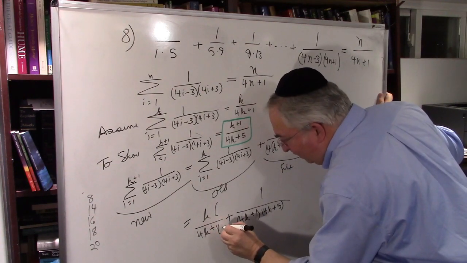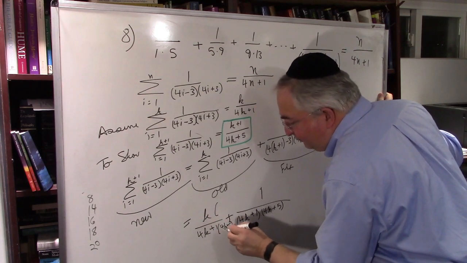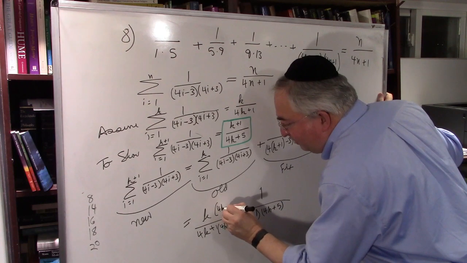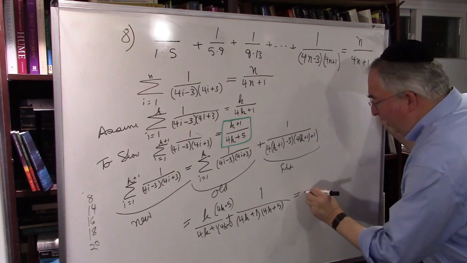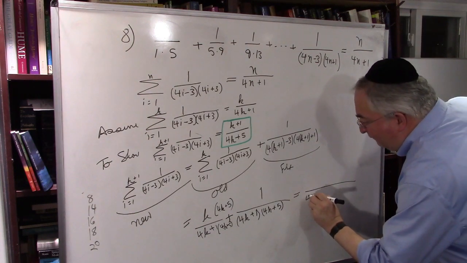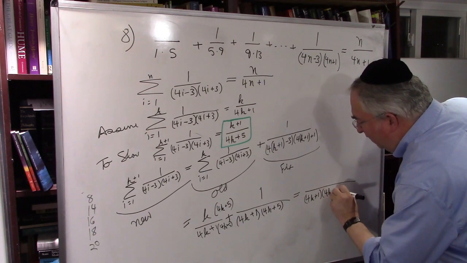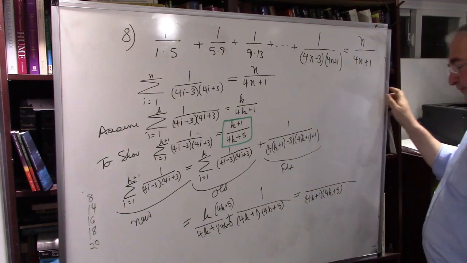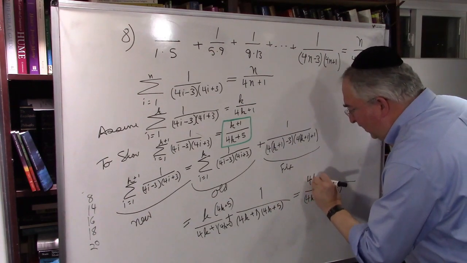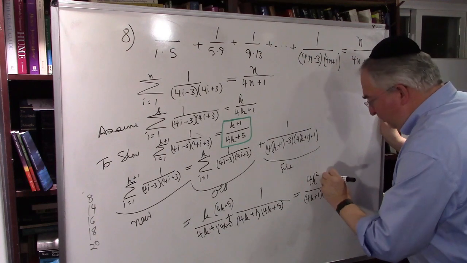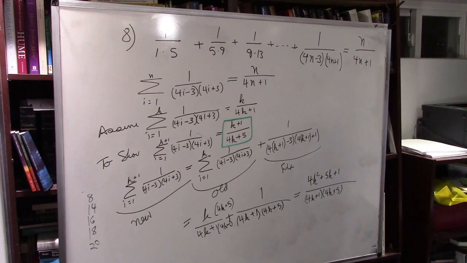Well, this needs a 4k plus 5. Okay, well, but if you have the bottom have the 4k plus 5, the top also has to have a 4k plus 5. Okay, great. So now, let's see what we get. On the bottom, we have 4k plus 1 times 4k plus 5. Okay, and this becomes 4k squared plus 5k plus 1.